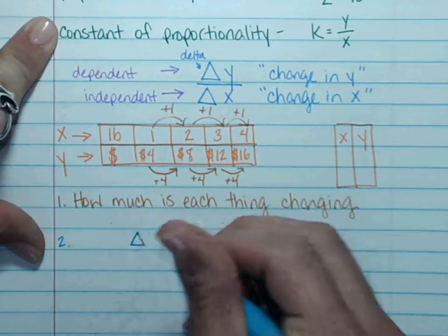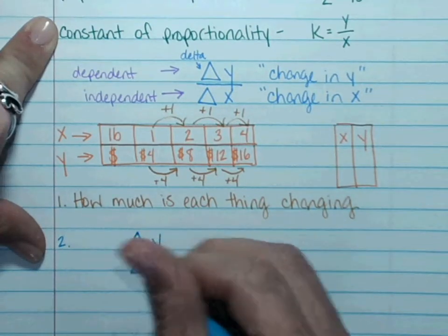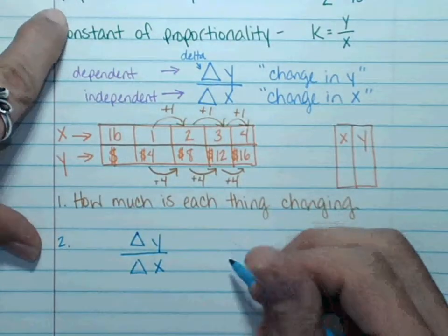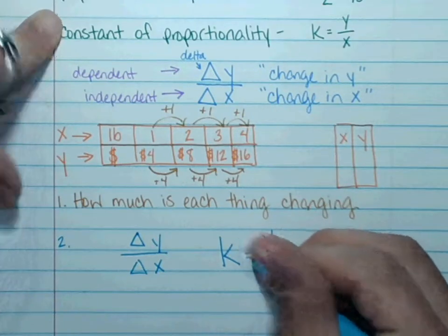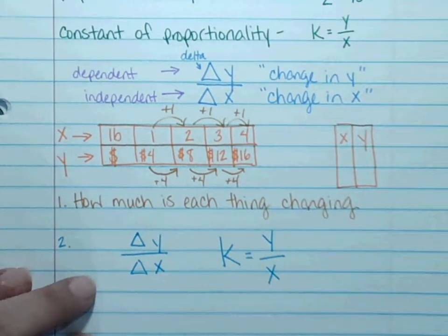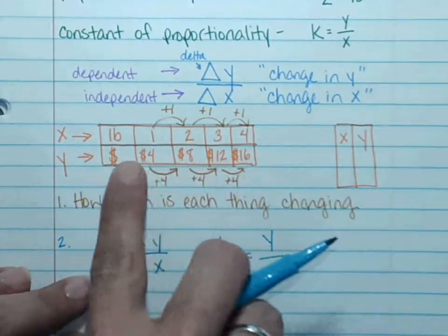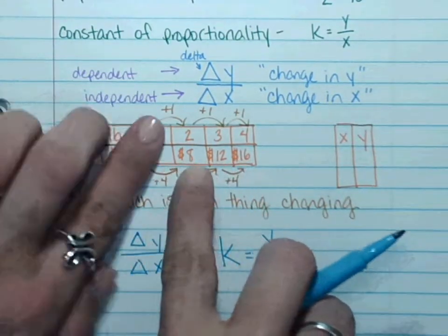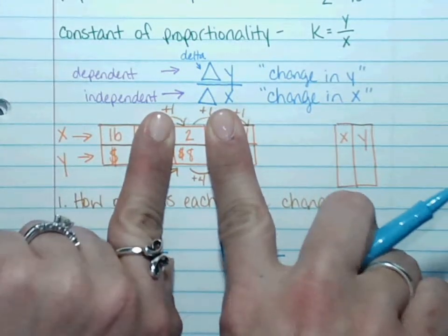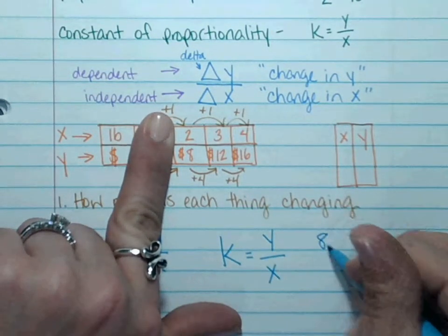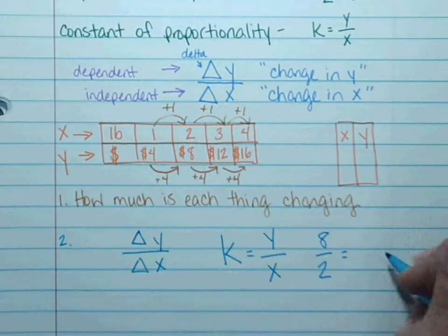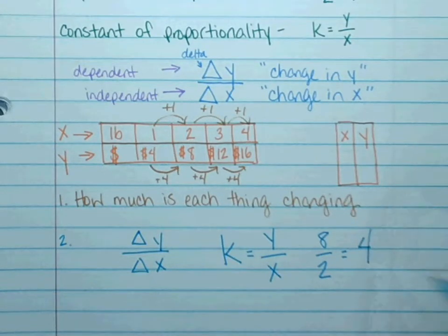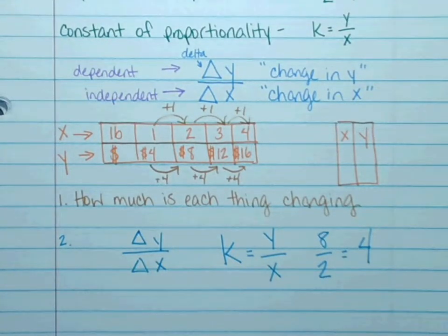My change in y goes over the change in x because my formula is k equals y over x. So pick a y. Which y? 8. 8, okay. What is the x that goes with the 8? 2. So 8 over 2 is... No, you're right the first time. 4. So my constant of proportionality is 4. Is that a K? Yes.